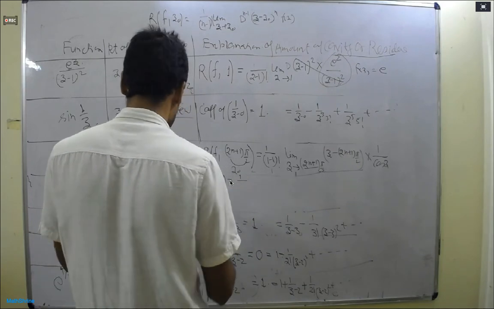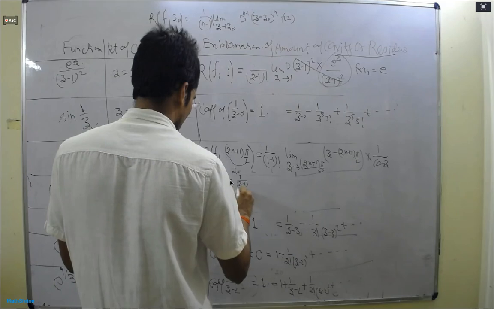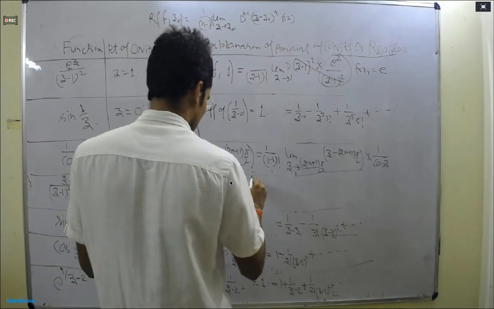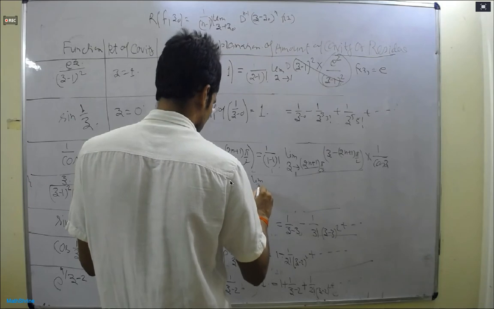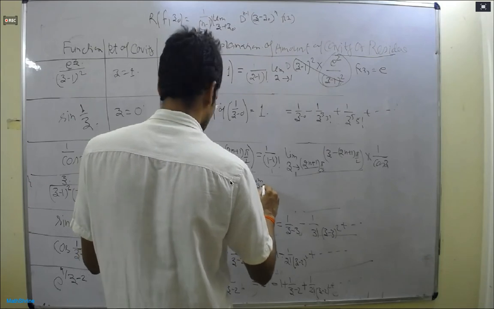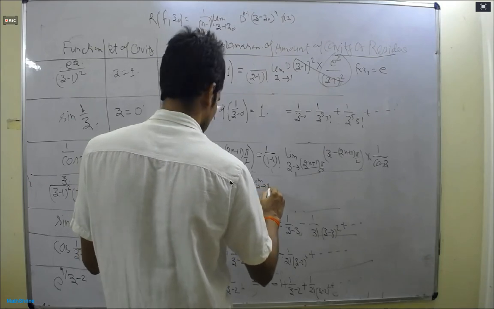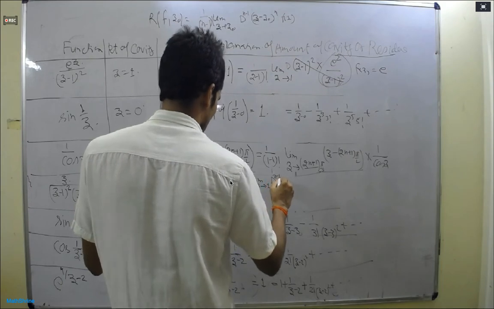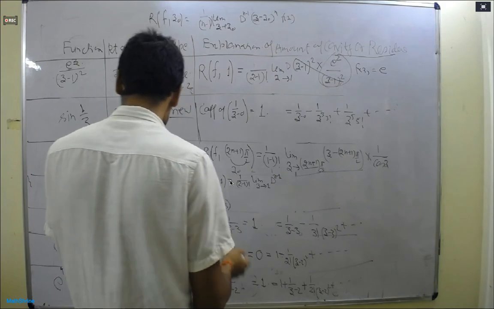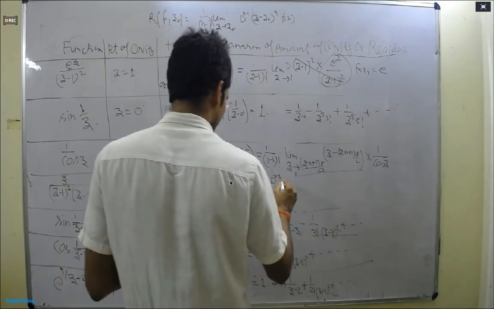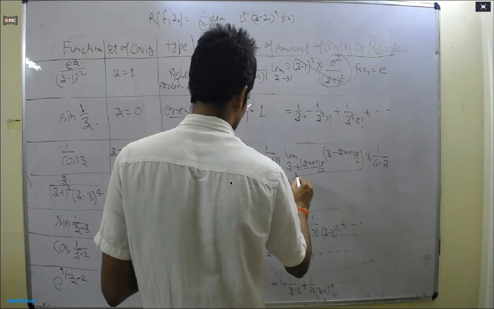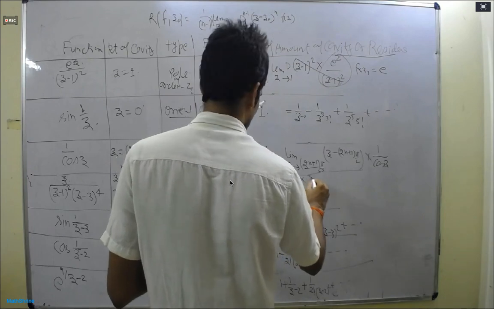limit z tending to 1, derivative of 2 minus 1, that means 1, of the factor z minus 1 whole square into z by z minus 1 whole square z minus 3 raised to the power 4.